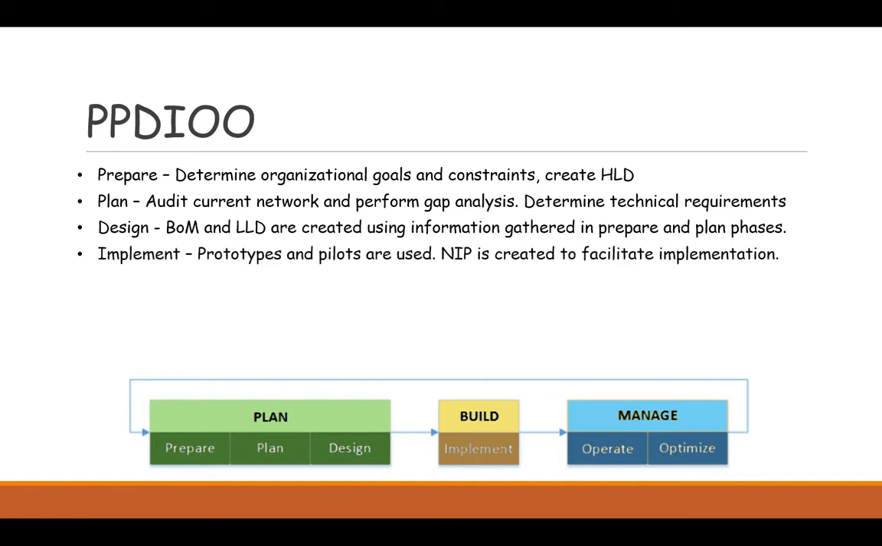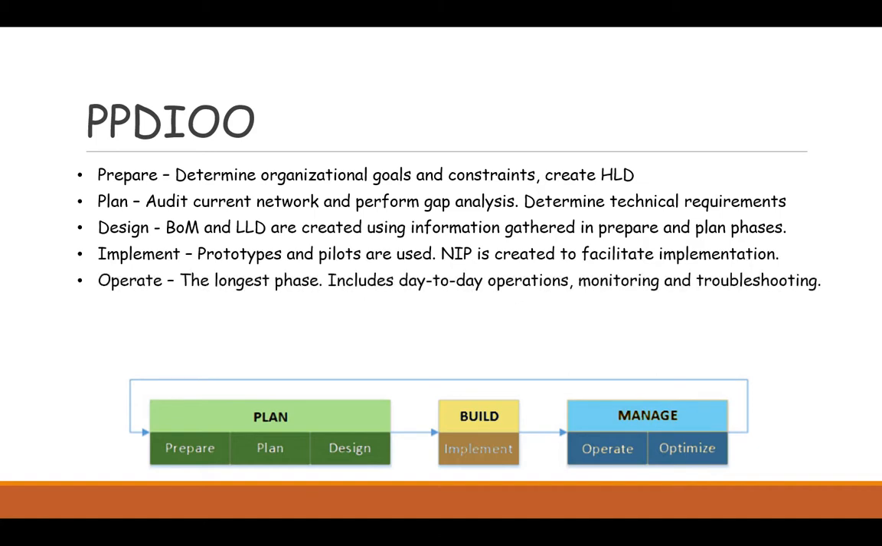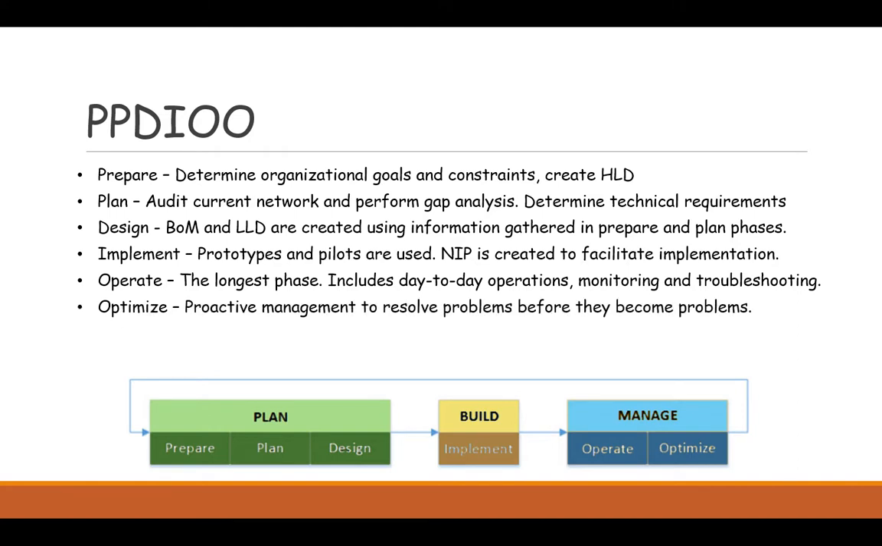The implementation phase. This is where you create a pilot or prototype before you actually roll it out into production to make sure that your design works as intended. And your network implementation plan is also created here to facilitate that implementation. And your operate phase. This is your longest phase. This includes the day-to-day operations, monitoring, and troubleshooting of your network. And then the optimize phase. This is your proactive management to resolve problems before they become problems.